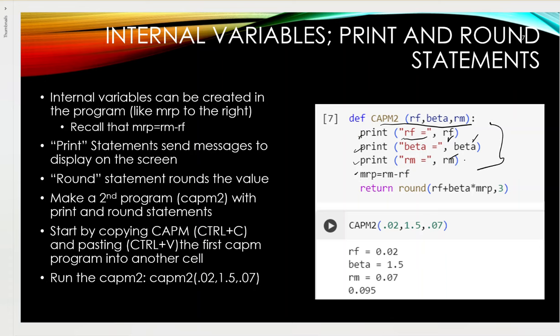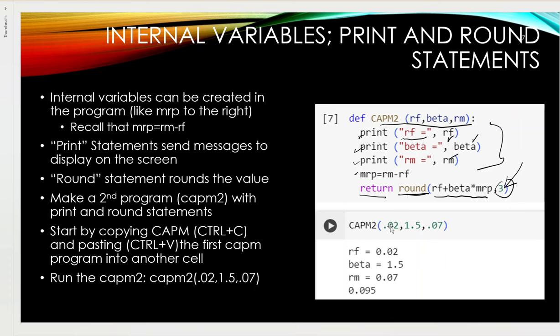Now, why am I printing? Well, I want to see what I actually input. So it might be nice to see what gets input. And remember that problem with that 0.0001? I'm going to round the answer to 3 decimal places by using a round command. So I'm going to type in return, round, RF plus beta times MRP, and then comma 3 decimal places. All right, so let's go ahead and write this program.